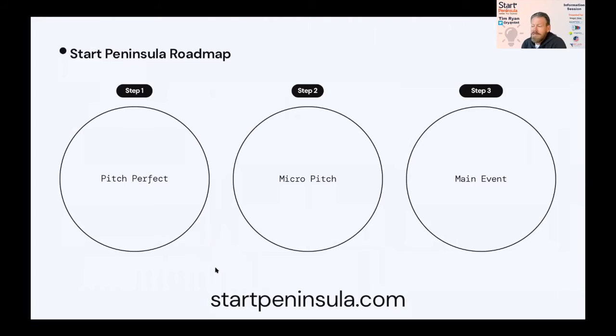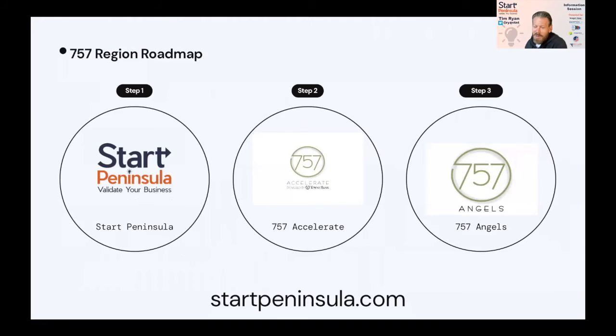But the cool thing is that this also plays into the bigger ecosystem, if you will. Once you're one of the top three, you've hit step one in the regional roadmap. And then that helps you with applying to something like 757 Accelerate. You've validated, you continue to work on your business, you're ready to take that next step. That next step is 757 Accelerate.